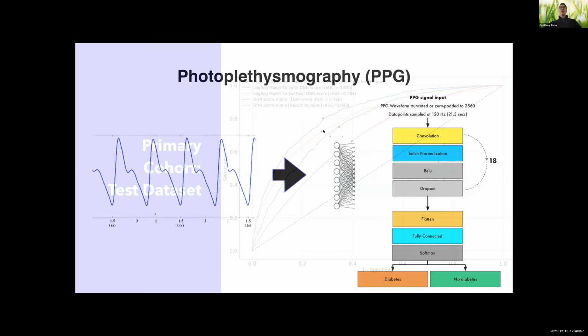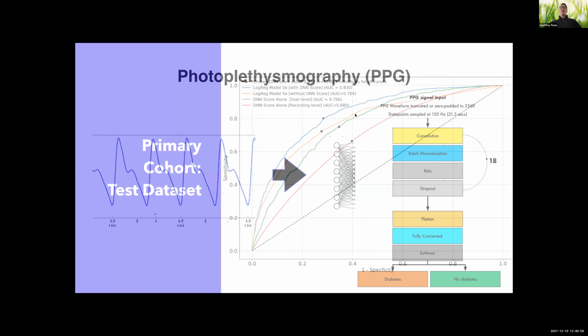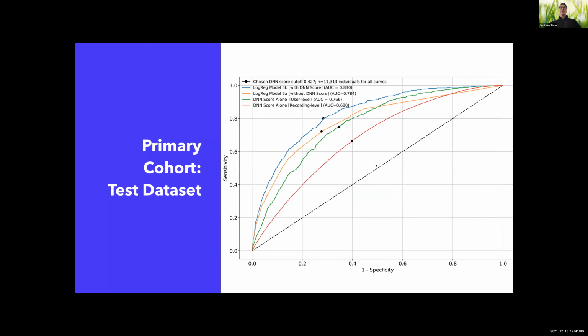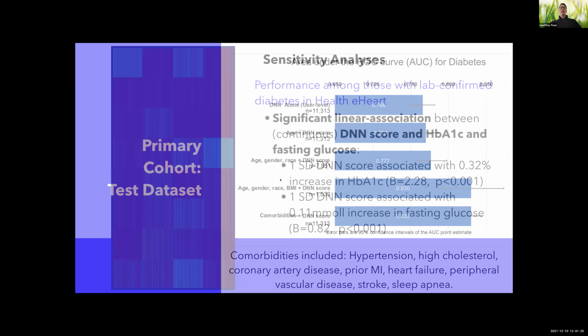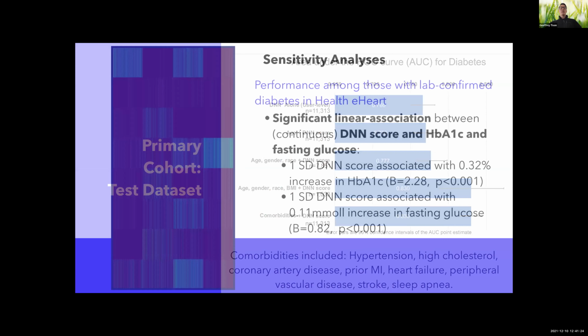And since I'm running out of time, I'll go more quickly. We showed that ultimately discrimination of prevalent diabetes was possible, and further improved with the addition of age, gender, race, which is easily obtainable, in combination with the PPG DNN score. And we did also do a little bit of explainability here, but explainability is quite a bit harder with an end-to-end neural network pipeline, which is what we had here.